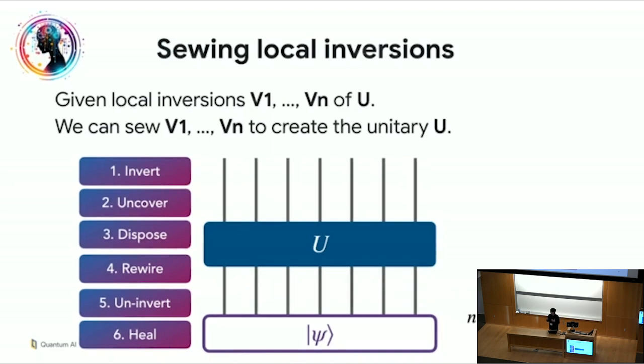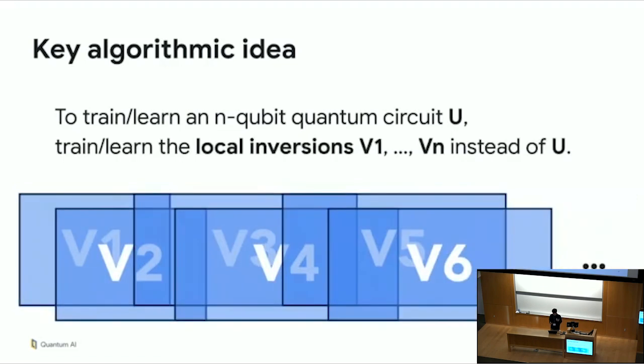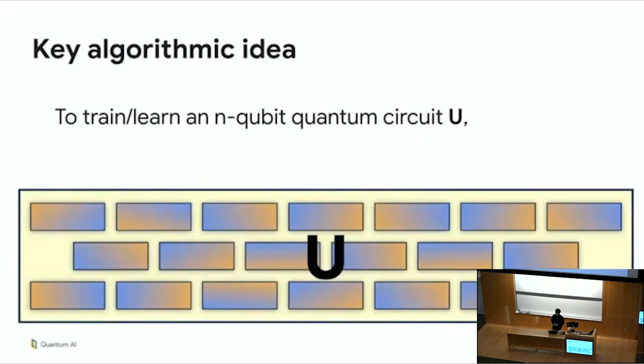So that's essentially the graphical proof that local inversion is a parametrization of unitary U. So now the key algorithmic idea is the following. If we wanted to train and learn an n-qubit quantum circuit U, what we do is we use this parametrization and train and learn the local inversions instead of U. So note that in the initial case, when we use the standard parametrization, let's say there's some cost function over the n qubits that we wanted to optimize over.